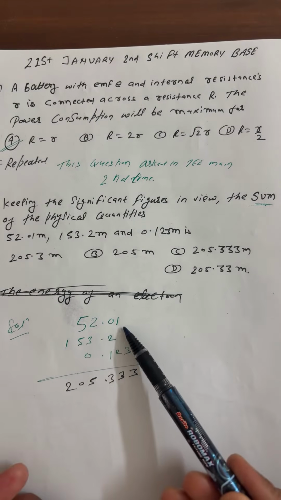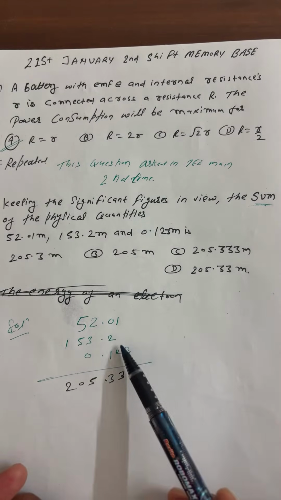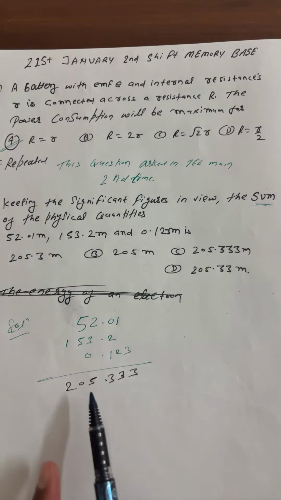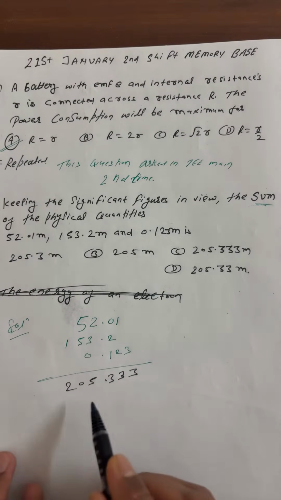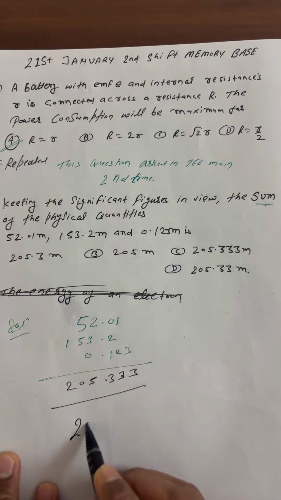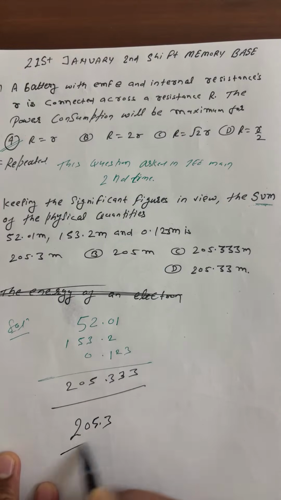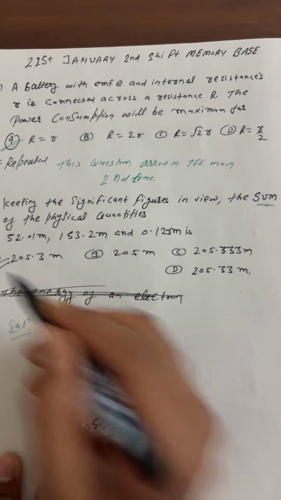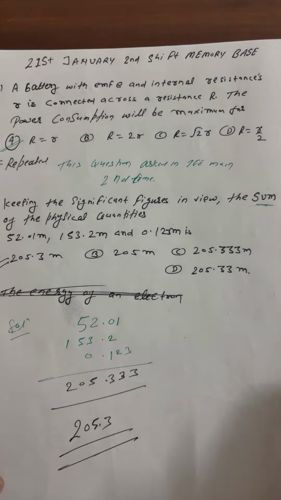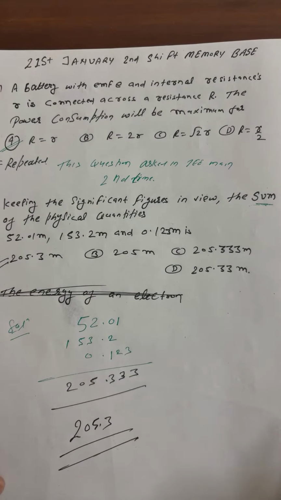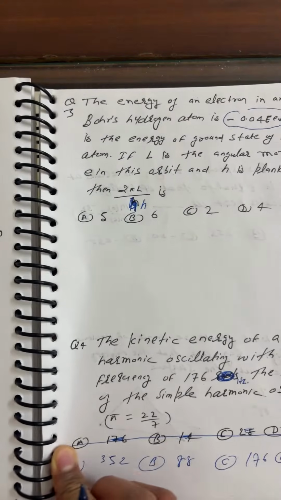You can see here there are two, here there are three. What is less? That is 1. So your correct answer is 205.3. Hence, option A is correct. Hence, option A is correct. Right, my dear? Okay. Now, students, have a look at the next question.